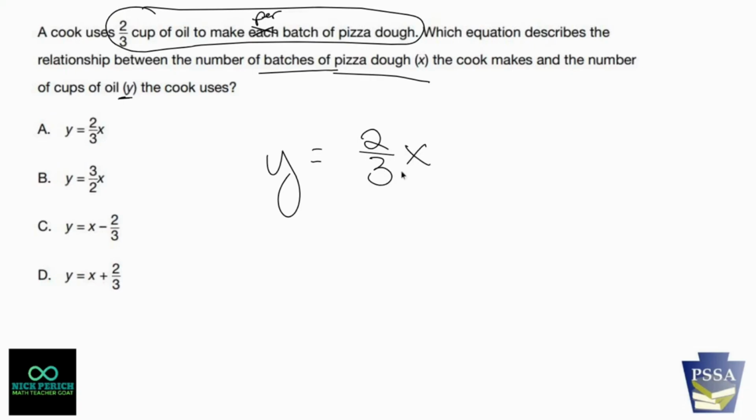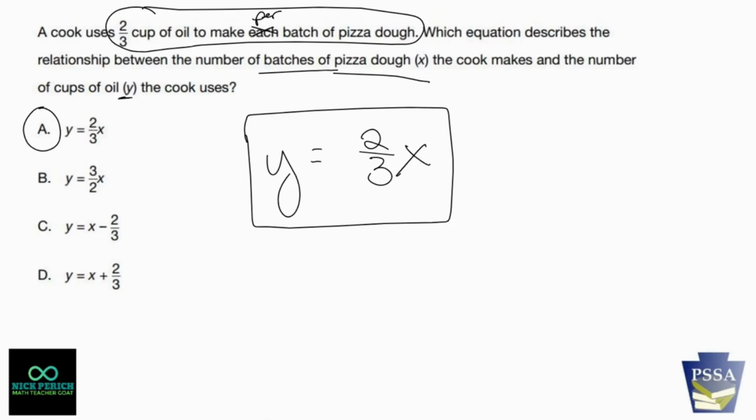2/3 times X. And so we're multiplying the amount of oil in cups, which is 2/3, by the number of batches, which is X. Y equals 2/3 X. The answer is A.